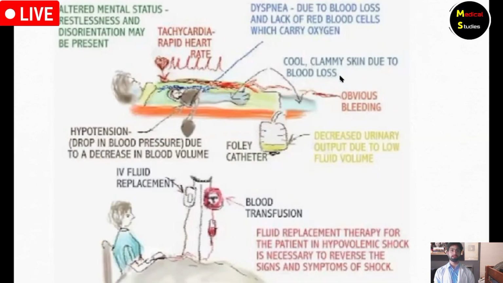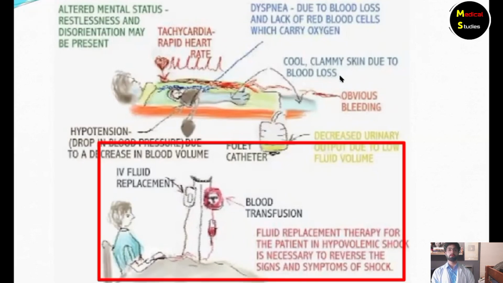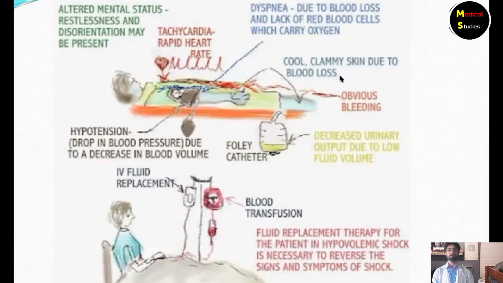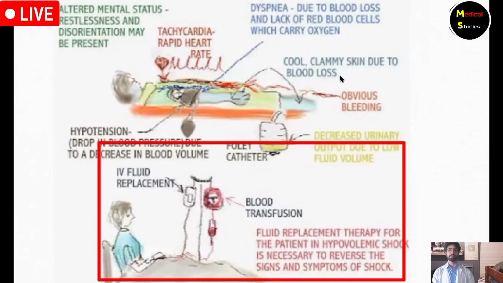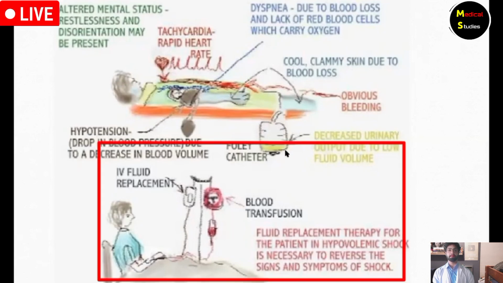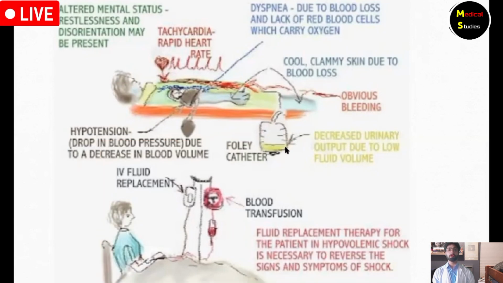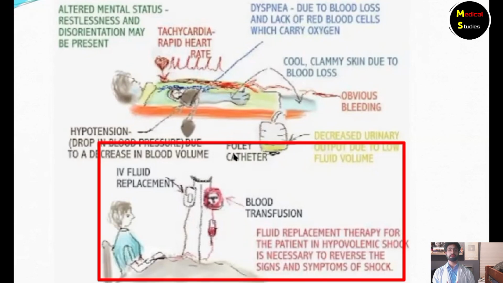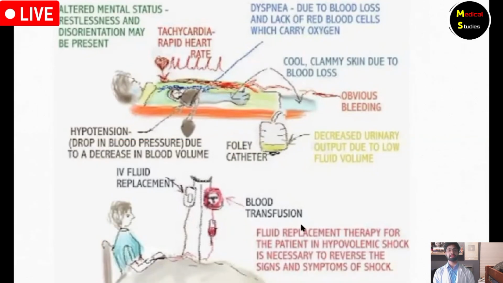Got it everyone? So this is an important slide where we discuss the clinical features. I hope you will get all the information from the pictures, and theoretically you will get some knowledge from my side. Let's move on. Next, now if hypovolemic shock is due to bleeding, what is the treatment?